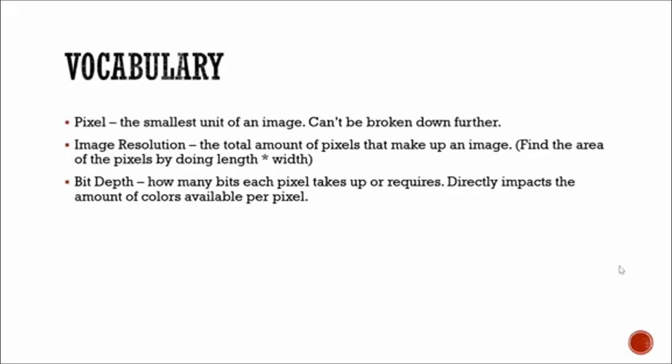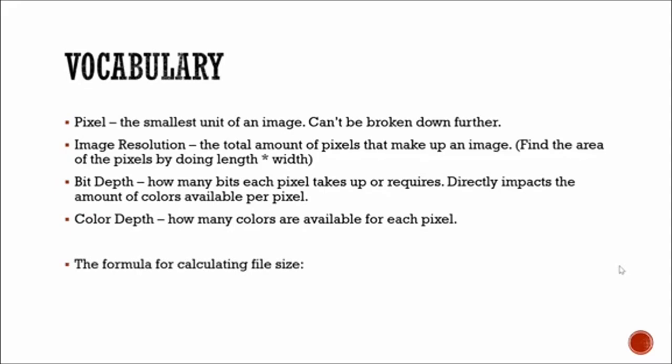Now, it directly impacts the amount of colors available per pixel, and that brings us to the word color depth. This is how many colors are available for each pixel, and that is dependent solely upon the bit depth. These two are related, and we'll take a look in just a few moments at exactly how they are related. Now, the formula for calculating file size is simply image resolution, the total amount of pixels, times the bit depth, which determines how many colors there are. So let's go ahead and take a look at a past exam question.